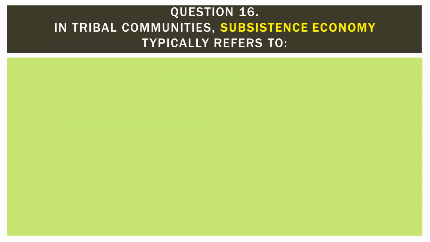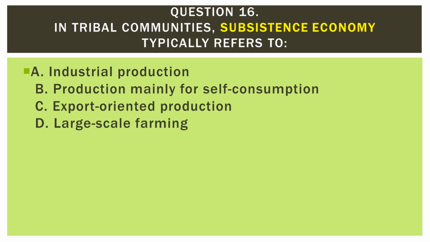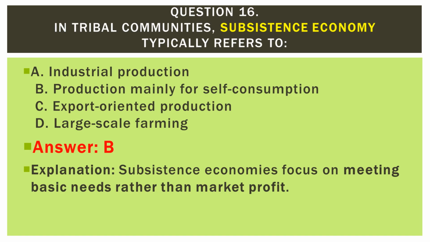Question 16. In tribal communities, subsistence economy typically refers to: A. Industrial production. B. Production mainly for self-consumption. C. Export-oriented production. D. Large-scale farming. Answer: B. Explanation: subsistence economies focus on meeting basic needs rather than market profit.